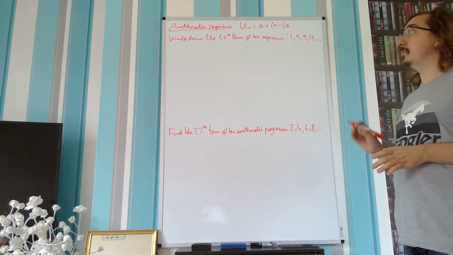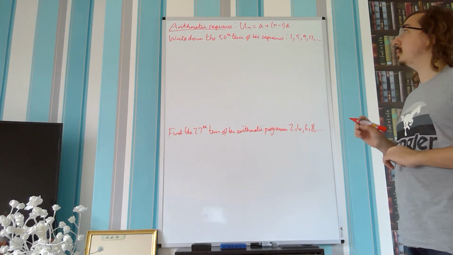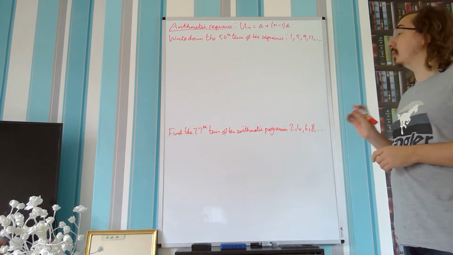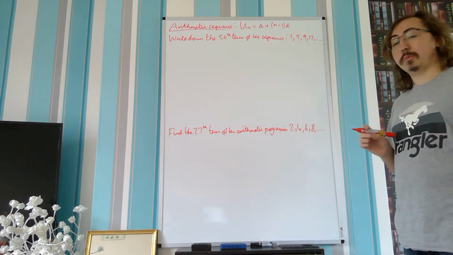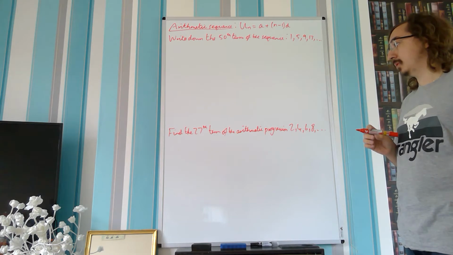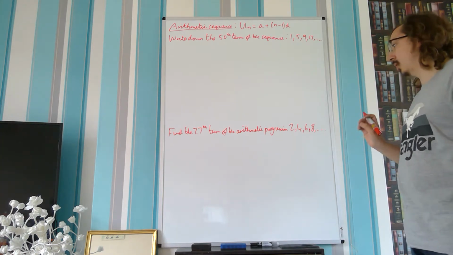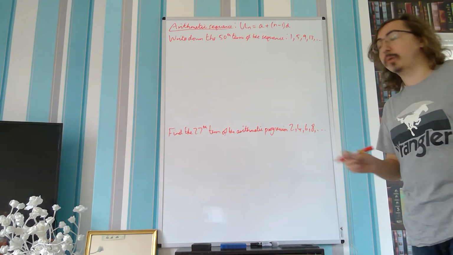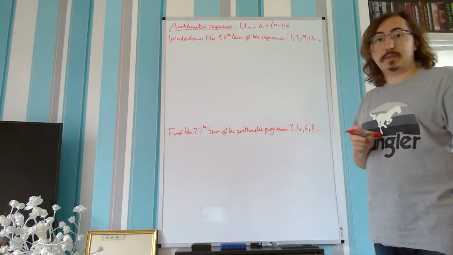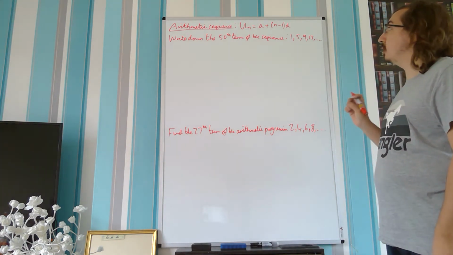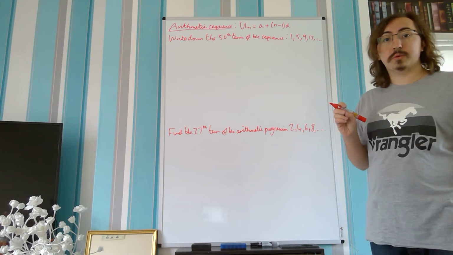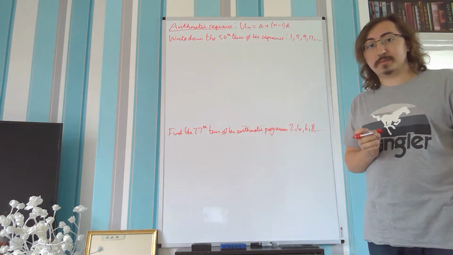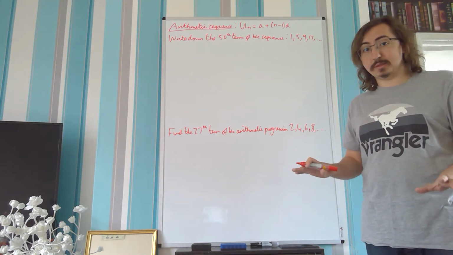For these two problems, we want to write down the 50th term of the sequence 1, 5, 9, 13, and then for the second one, we want to find the 27th term of the arithmetic progression 2, 4, 6, 8, and so on. So let's deal with the first one. In order to find the 50th term of the sequence, we need to know what the nth term of the sequence is, so we could find any term.